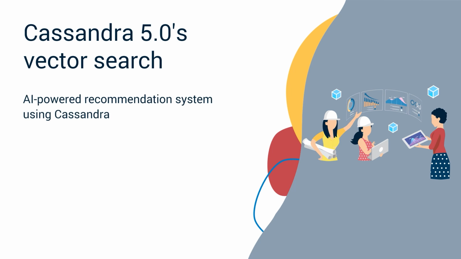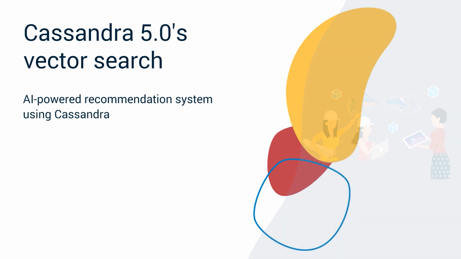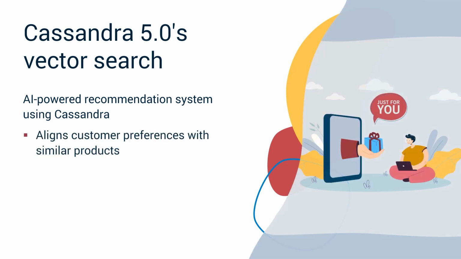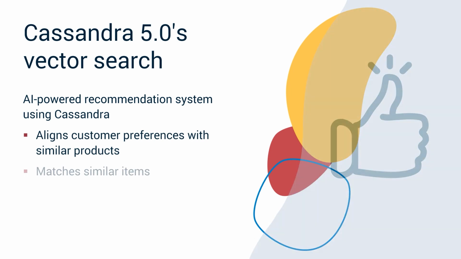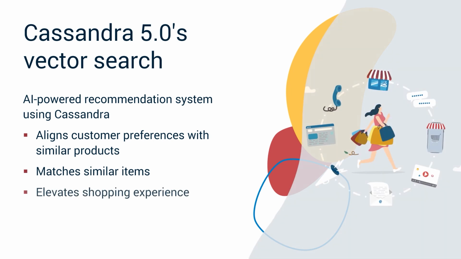Imagine yourself as an e-commerce business owner aiming to build an AI-powered recommendation system using Cassandra. With Cassandra 5.0's vector search, you can effectively align customer preferences with similar products in your inventory. For instance, if your customer likes a particular style of shoes, this advanced system can quickly match similar items and elevate your customer shopping experience.